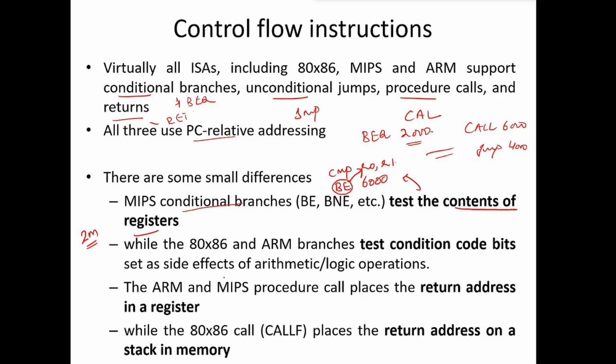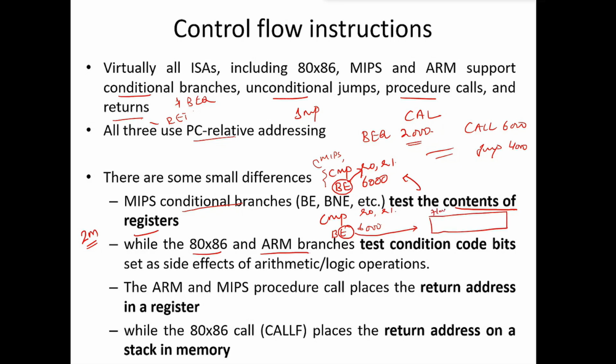But in case of 8086 and ARM, it is the same thing. Suppose you have a compare R0. Assume that in this case this is ARM. Okay, consider this as a MIPS. In case of ARM, if I give a branch equal 6000 like this, what this equal check does is it will go to the flag registers.